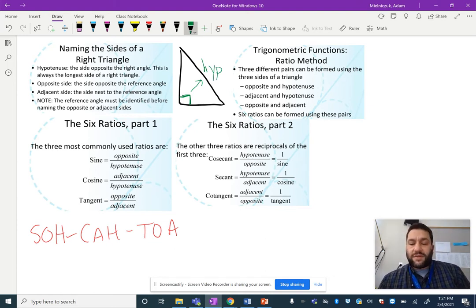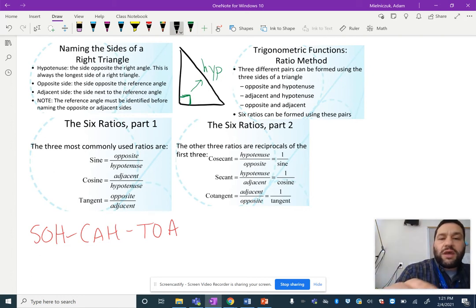Now, your opposite side and your adjacent side are going to depend on the other angle that you are looking at. So, if we call the bottom right angle, we'll just say angle X, based off that angle, the adjacent side is going to be the side next to the reference angle. So this is your adjacent. Based off this angle X, the one that's now across from it is your opposite.